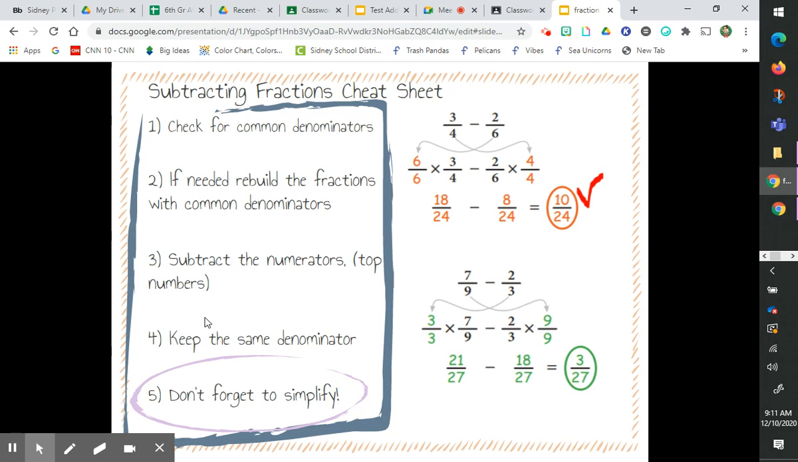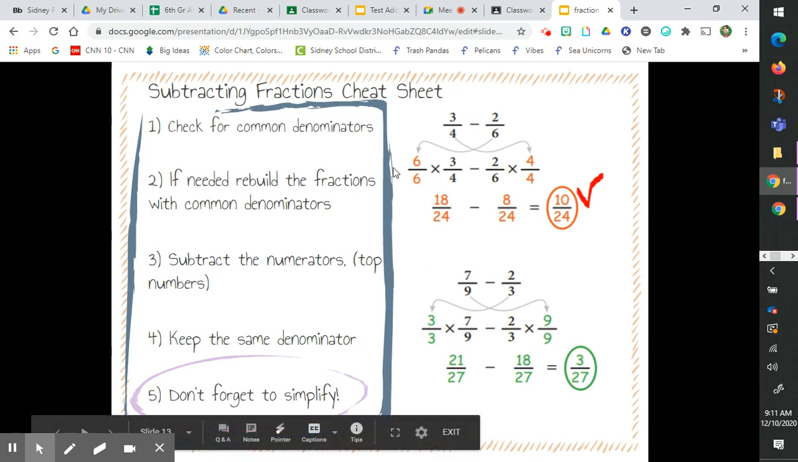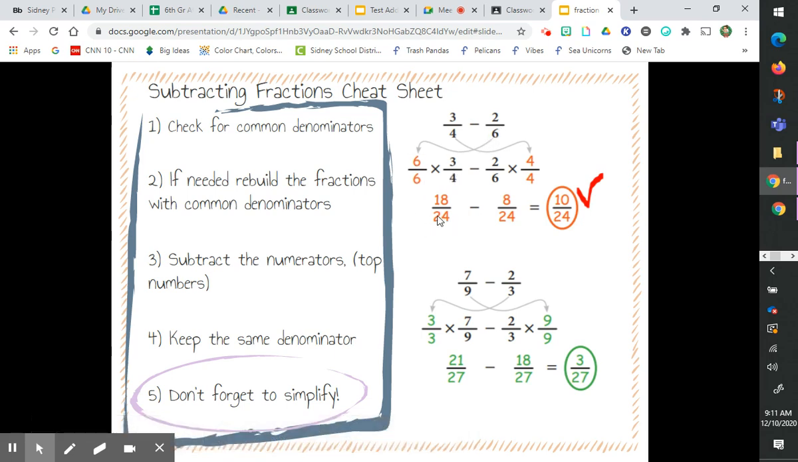So on this page, it says, first of all, the same exact thing as it does for adding fractions. It says, check for common denominators. When you don't have common denominators, you have to rebuild the fraction to get common denominators, right? So we've shown that. The very same thing as we did with adding. In this case, we took 6/6 here and we made 18/24. In this case here, we took 4/4 and made 8/24. And then we were able to subtract. 18 minus 8 is 10/24. And then I marked that one wrong, right?